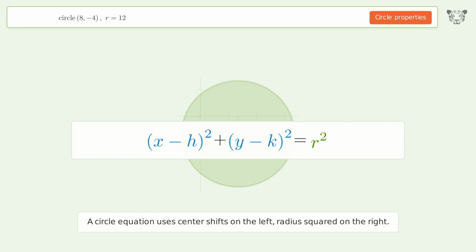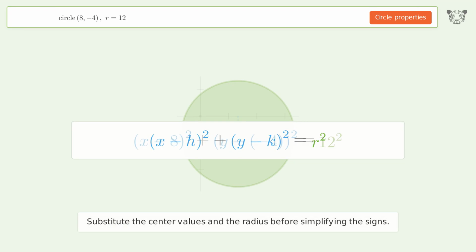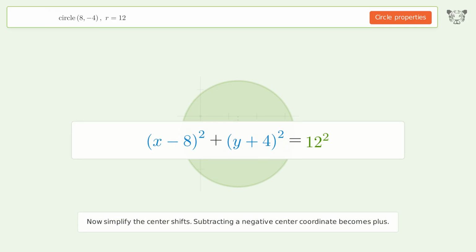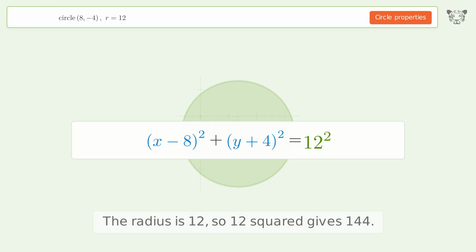A circle equation uses center shifts on the left, radius squared on the right. Substitute the center values and the radius before simplifying the signs. Now simplify the center shifts. Subtracting a negative center coordinate becomes plus. The radius is 12, so 12 squared gives 144.